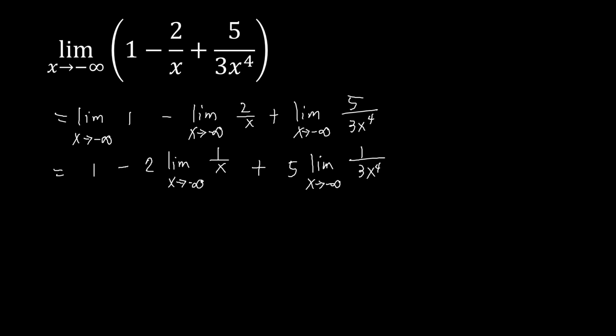That's really fine. So this is now 1 minus 2 times the limit of 1 over x as x approaches negative infinity, which is 0. And then we have plus 5 times the limit of this one, which is also 0, because 1 over x there is simply 0. So 2 times 0 and 5 times 0 both become 0, leaving 1. So the limit of that expression is equal to 1.